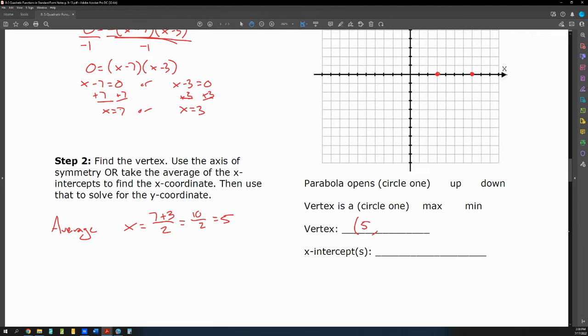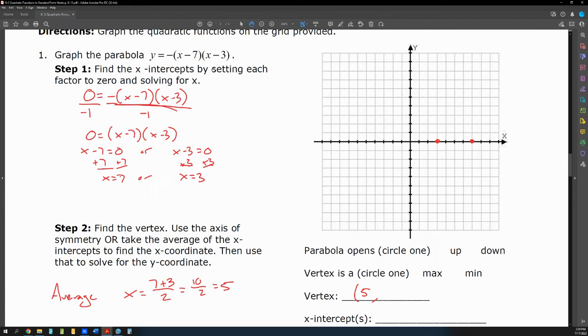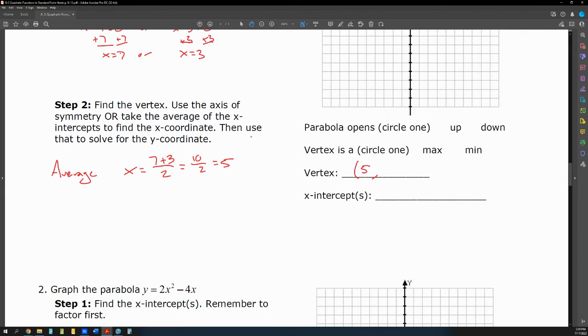So I can actually go ahead and plug that in there. And then let's go ahead and use that to find our y-coordinate. So back to the original equation, right up here, I'm going to go ahead and plug in 5 for x, and we get y is equal to negative the quantity 5 minus 7 and 5 minus 3. Okay, so y is equal to negative, 5 minus 7 is negative 2, and 5 minus 3 is positive 2. Negative times negative 2 times 2 is equal to positive 4. So the coordinates for my vertex is 5, 4.